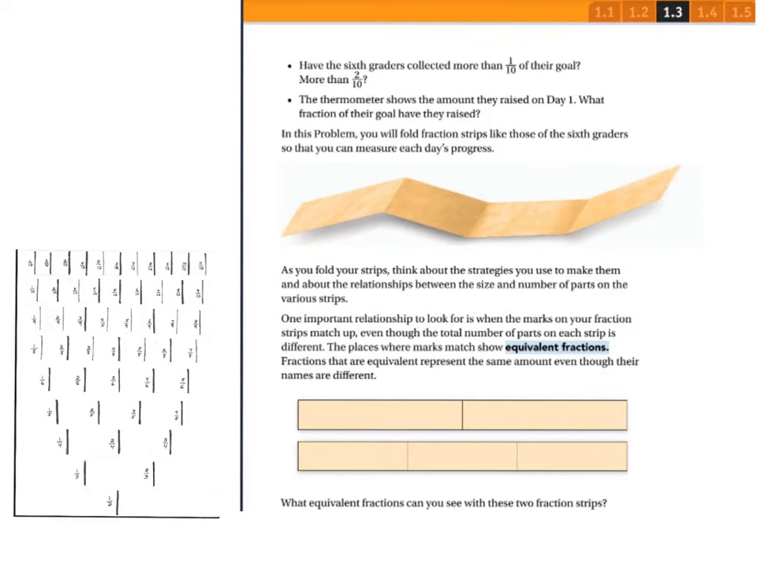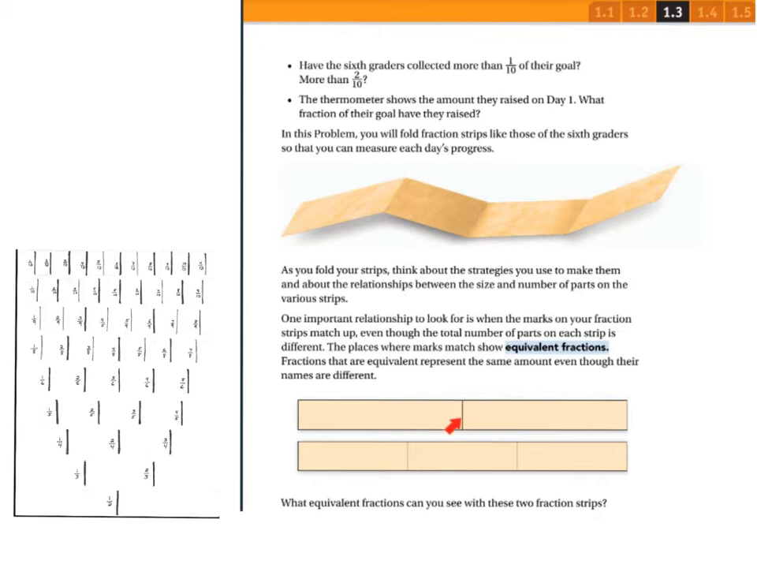So in this video, it talks about sixth graders making these strips, and they're going to be folded for you. But we'll use the ones that I've already made. So if you look at the sheet that you have, you can already start to see that there are some equivalent fractions on the sheet of paper.